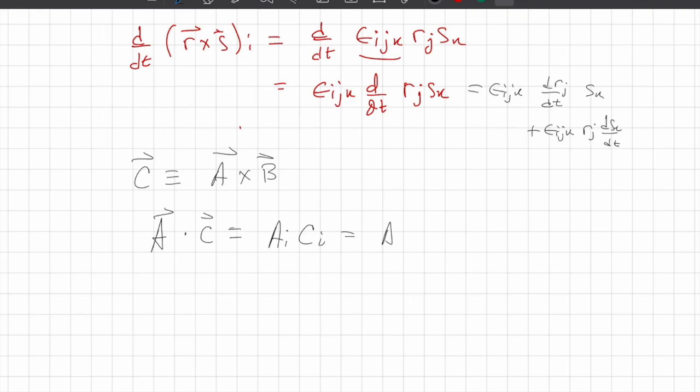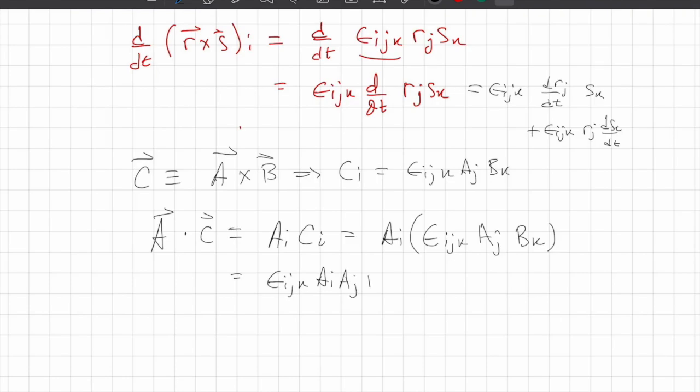Which is going to be A_i epsilon ijk A_j B_k, right? Because C_i is epsilon ijk A_j B_k. Right? This is just the same definition we used from above. We plug it in here. Well, so now we have epsilon ijk A_i A_j B_k.